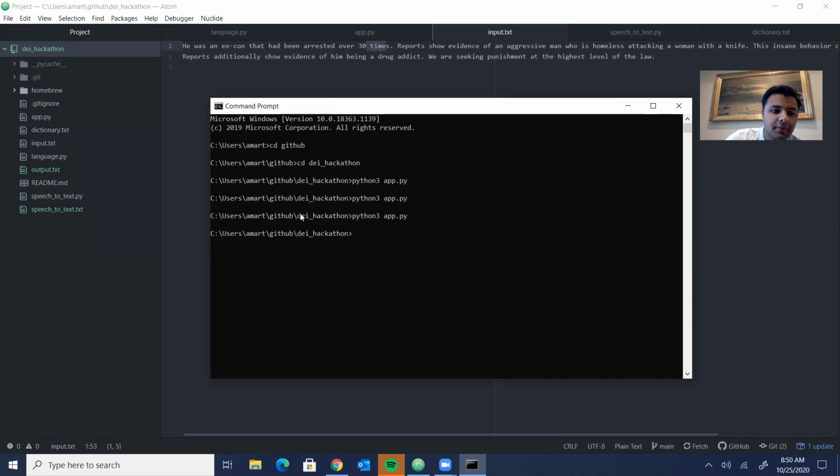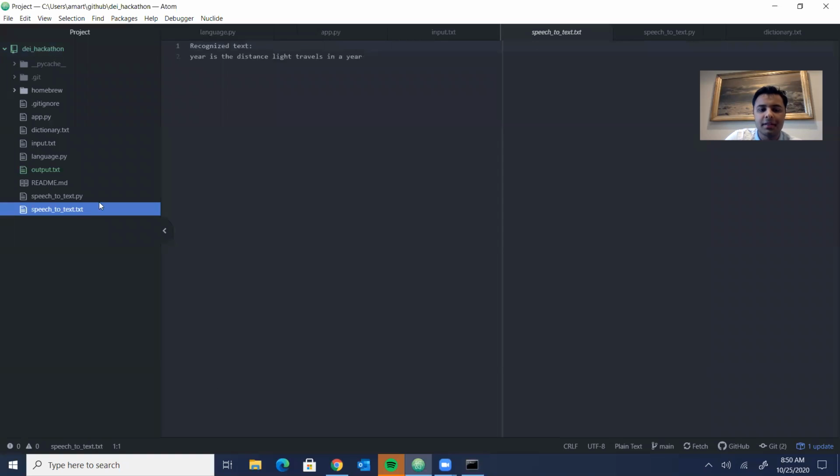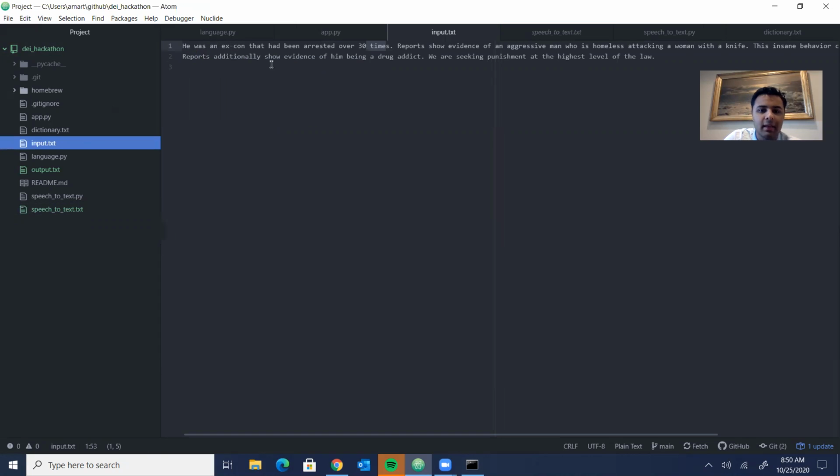You'll notice that two files were generated. The speech-to-text file indicates that the sentence was correctly transcribed based on the audio input. We used a test input txt file to demonstrate some of the functionalities as far as editing inclusive language.